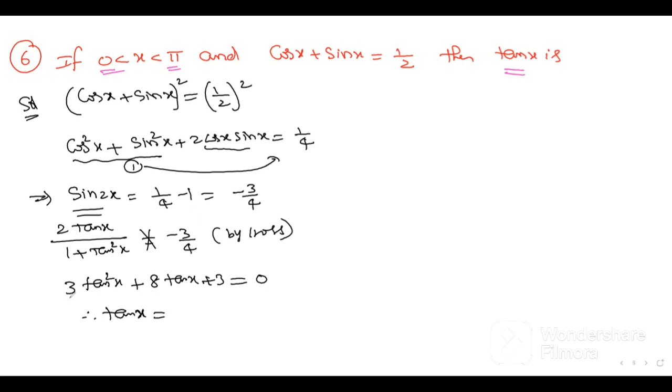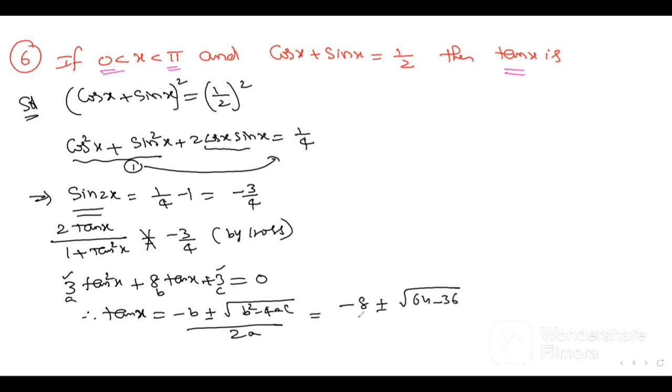Tan x is equal to... here a value 3, b value 8, c value 3. What is the formula? To find the roots, x is equal to minus b plus or minus square root of b square minus 4ac, by 2a. Here minus b is minus 8 plus or minus root of b square, 64, minus 4ac. 4 into a value, c value, 36. 4 into 3 into 3, by 2 into 3. It will become minus 4 plus or minus root 7 by 3.